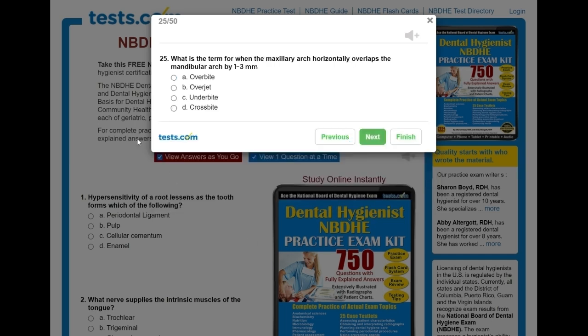Question 25. What is the term for when the maxillary arch horizontally overlaps the mandibular arch by 1 to 3 millimeters? A. Overbite. B. Overjet. C. Underbite. D. Crossbite.